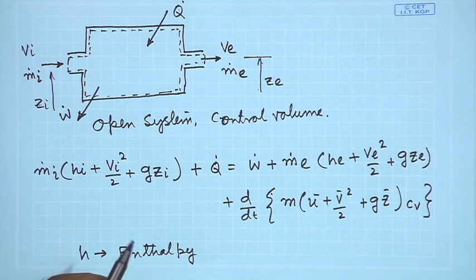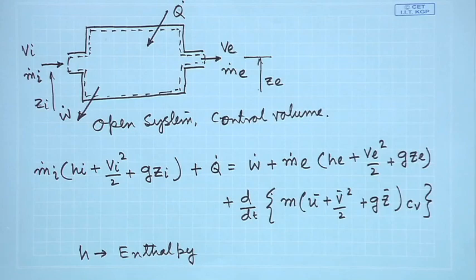Only one thing I would like to remind you, which probably you already know, that there is a sign convention for work and heat. It is assumed that work done by a system is positive and heat transfer to a system or control volume is positive. So, this sign convention we have used.